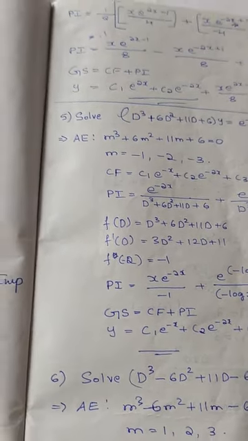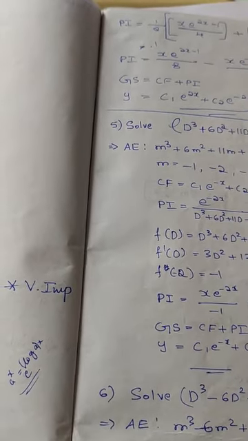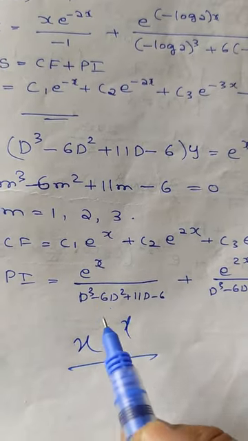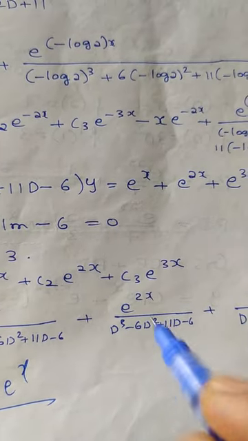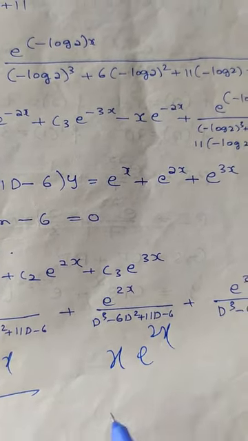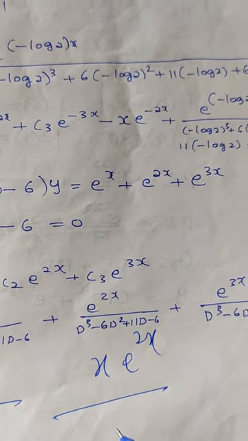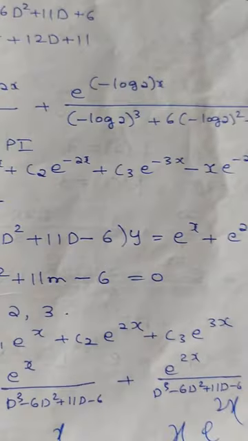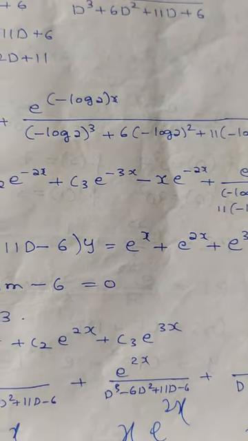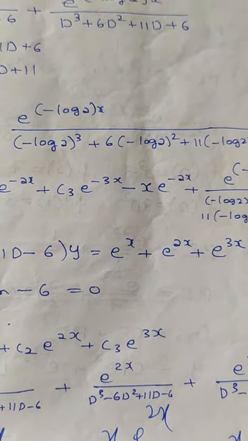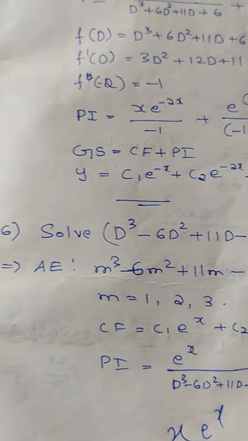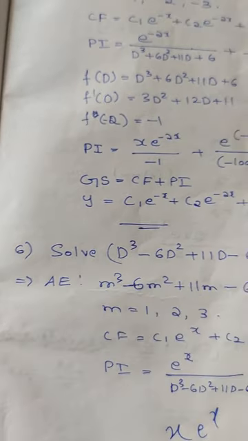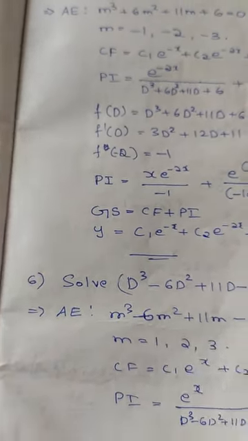Multiply the numerator with x like this: x into e power x divided by f dash of 1 here. And here also x into e power 2x divided by f dash of 2, and here same thing, x into e power 3x divided by f dash of 3. Find whatever the value and substitute here. Okay, that gives PI. Then finally write CF and PI.